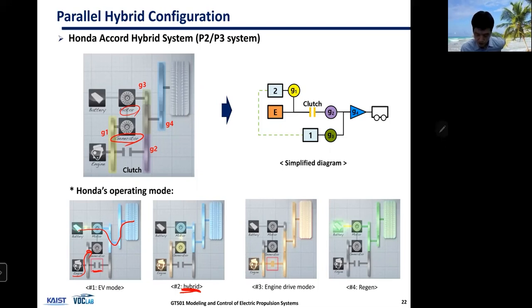And then you can also have engine drive mode. I would say this is more of a P2 hybrid, parallel hybrid, because you could drive the vehicle using only the engine, but you can also support the vehicle using the motor or the generator. So this can work as a parallel hybrid.